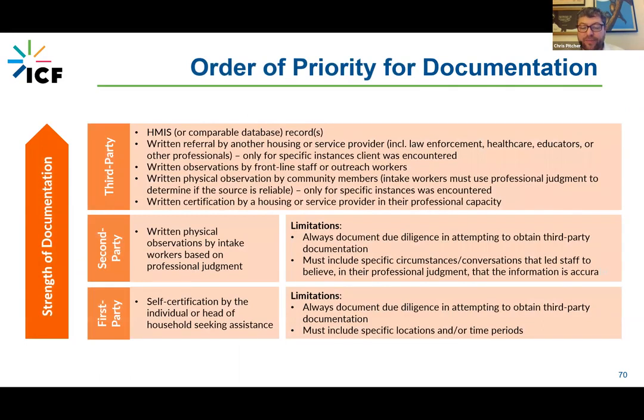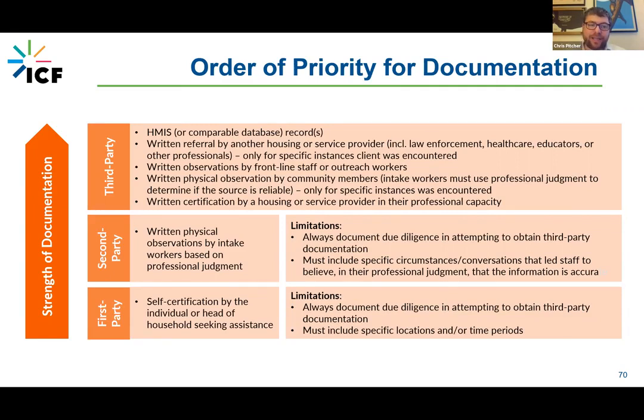So we'll talk a little bit about the order priority in a little more detail, and I'm going to go from bottom to top, even though that seems probably counterintuitive. We'll talk about the weakest type of documentation that we allow, which is first party. The self-certification of a person experiencing homelessness. They would come in and say, I certify that I'm homeless, and we'd be able to do that. There are some limitations. We always want to document our due diligence in attempting to achieve a higher level of documentation, third party. If we use this, we also must include some specific locations and time periods to have the clients self-certify that that was where and when they were homeless.